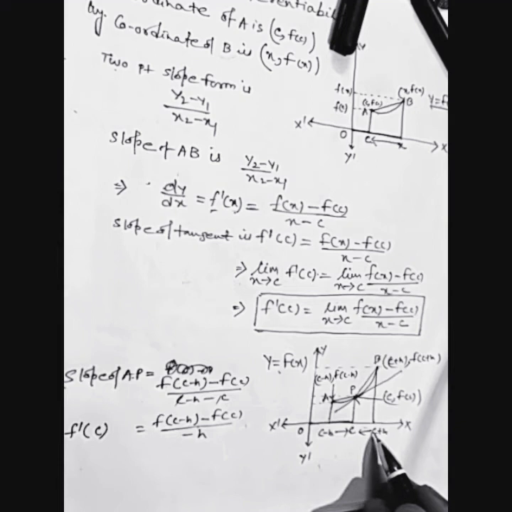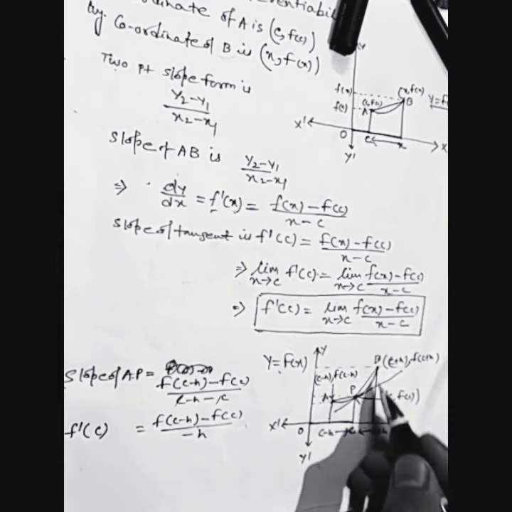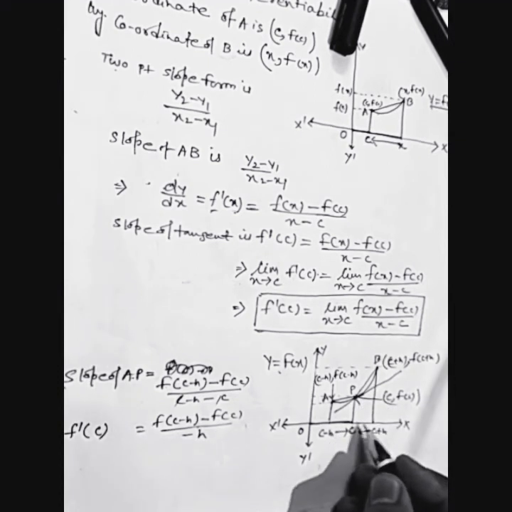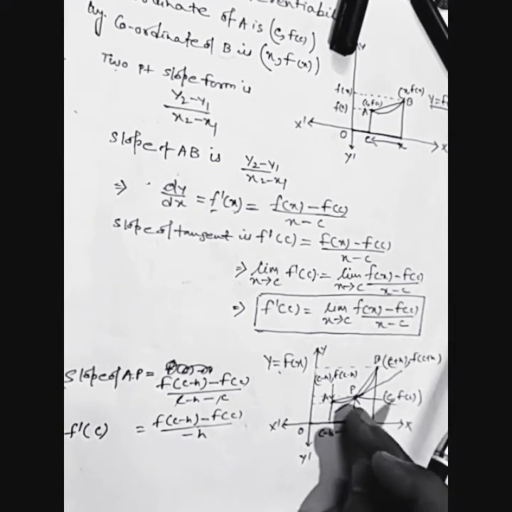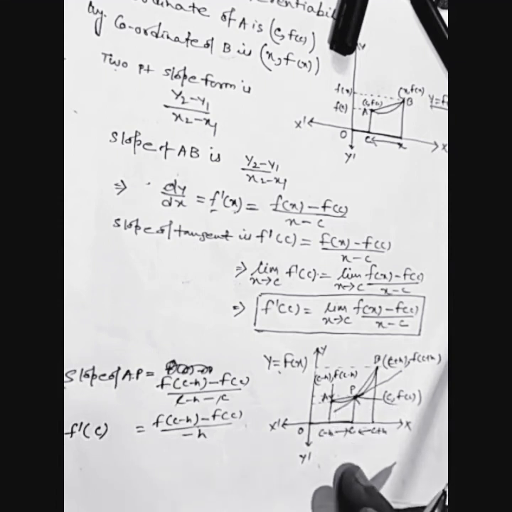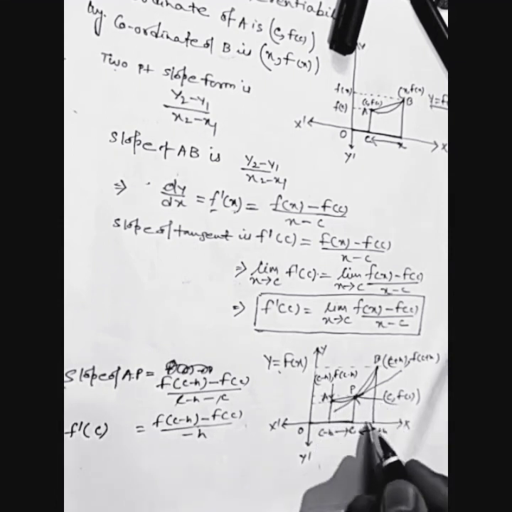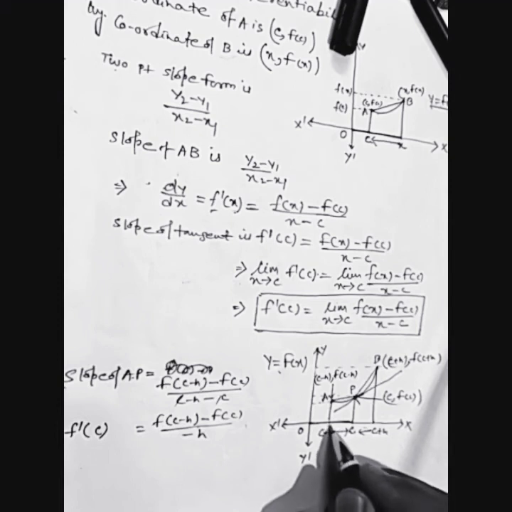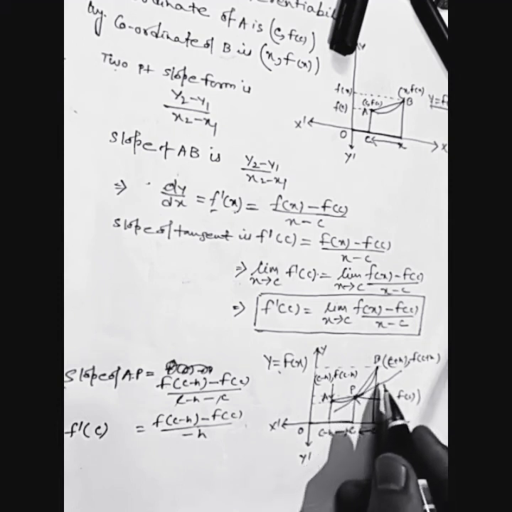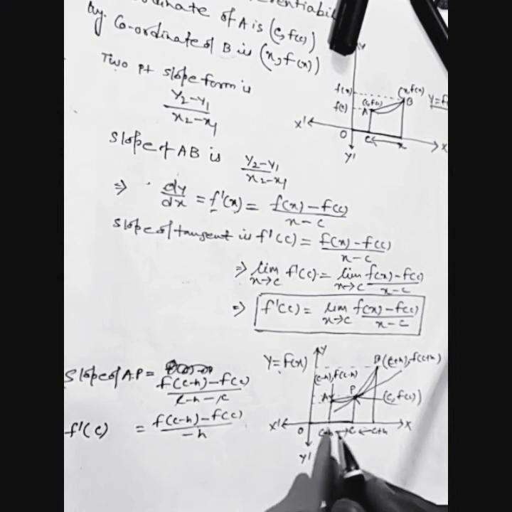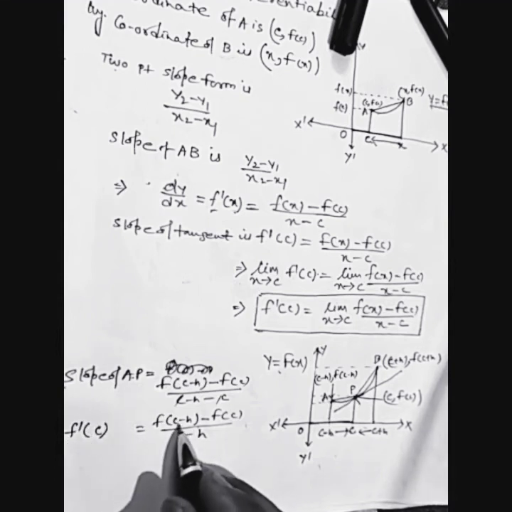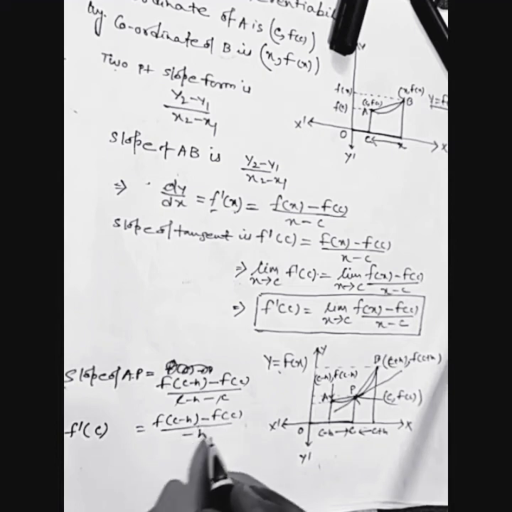Similarly, you see C plus H tends to C, means this point is coming towards the point C, so this point can be taken as a single point, and at a single point you can draw only a single tangent. So you will get a single tangent from the left hand side and from the right hand side. So see, slope of AP I have taken as f dash c equal f of c minus h minus f of c divided by minus h.